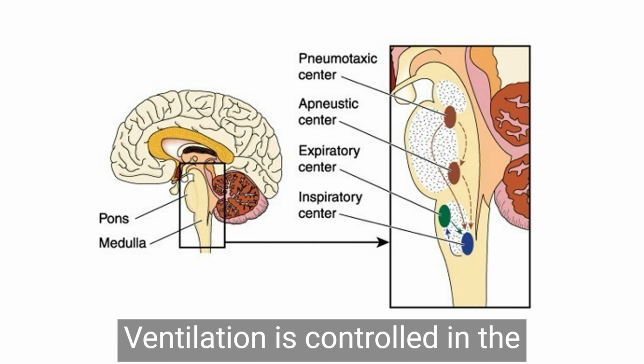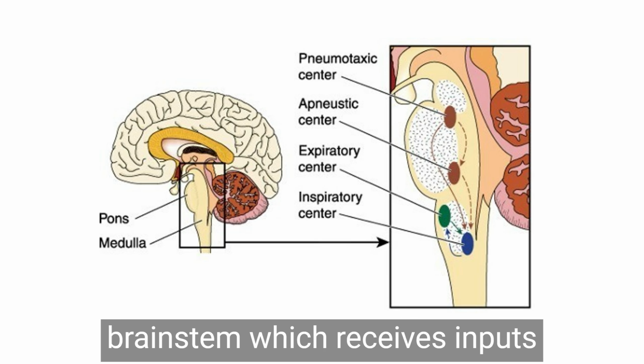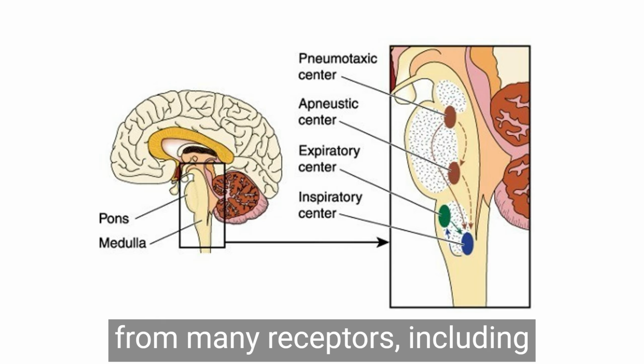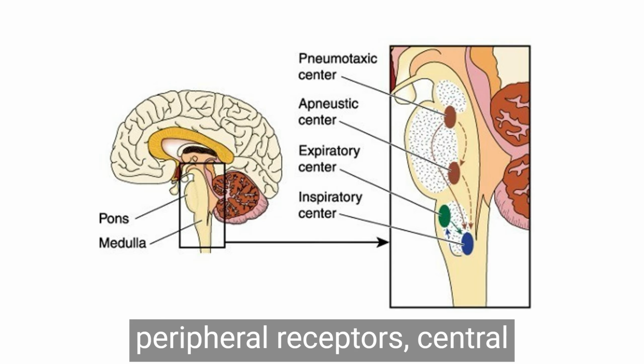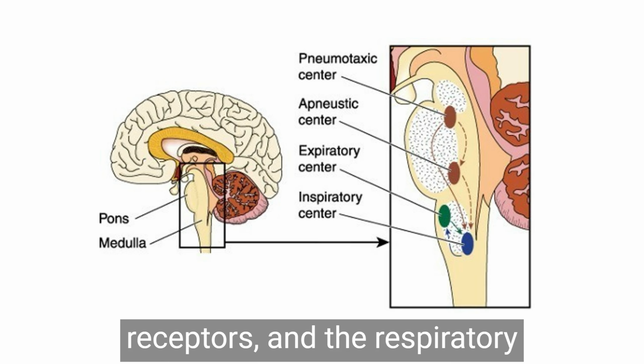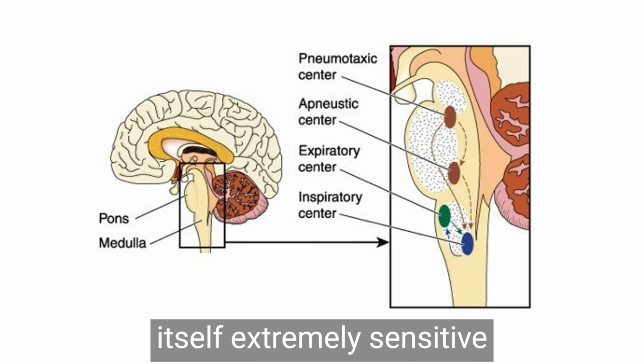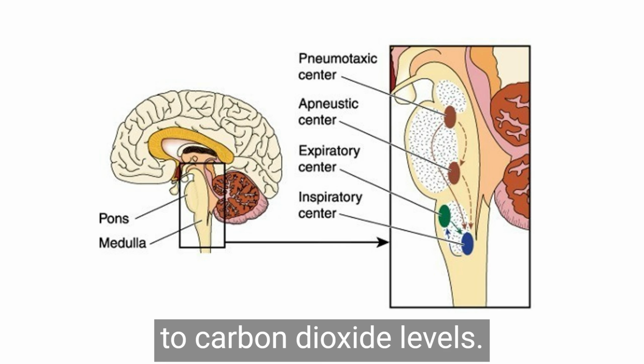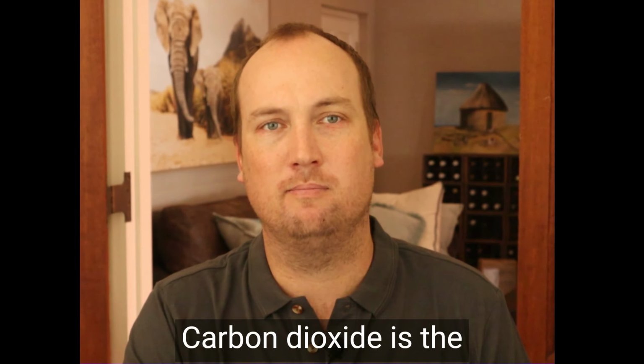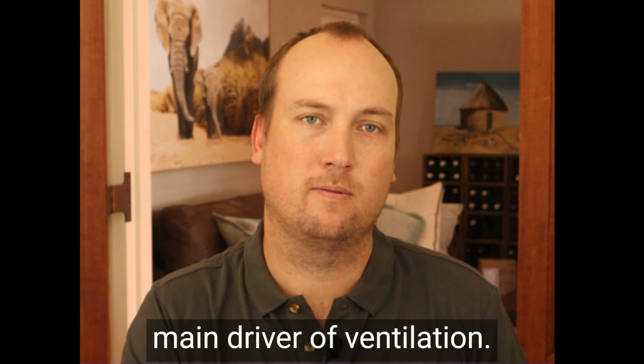Ventilation is controlled in the brainstem, which receives inputs from many receptors, including peripheral receptors and central receptors. The respiratory center in the brainstem is itself extremely sensitive to carbon dioxide levels. Carbon dioxide is the main driver of ventilation.